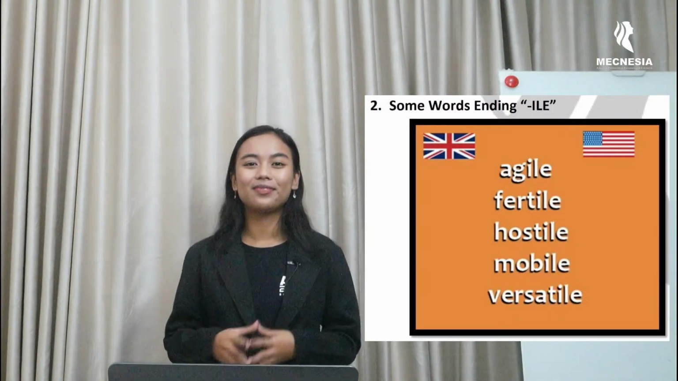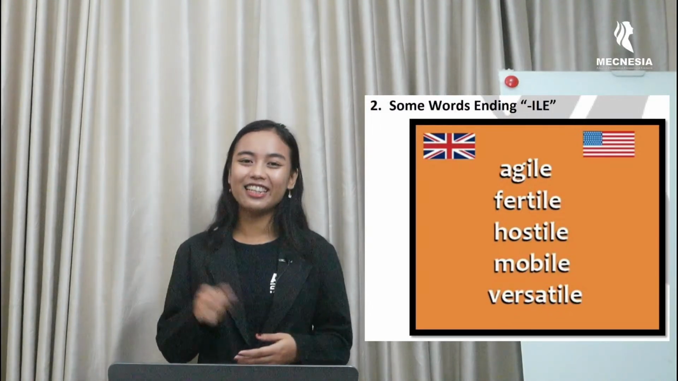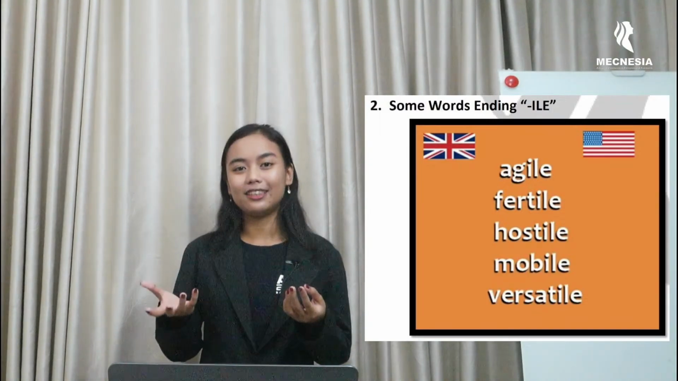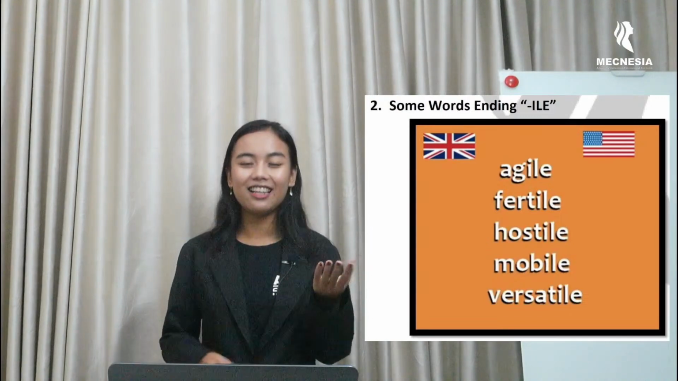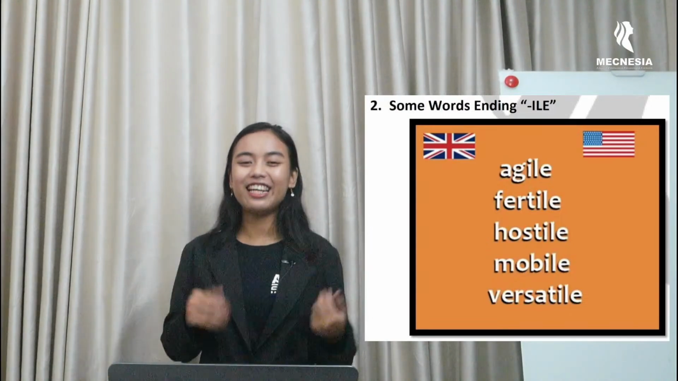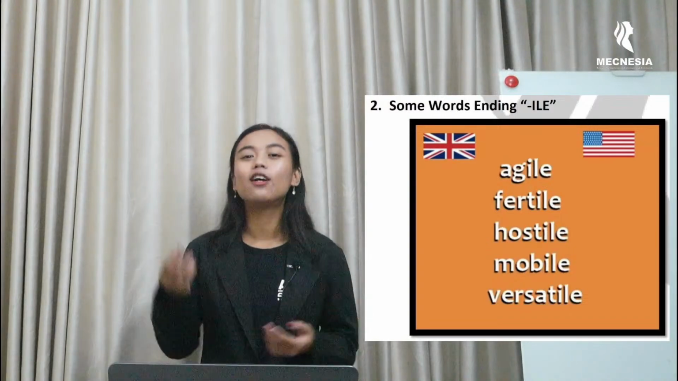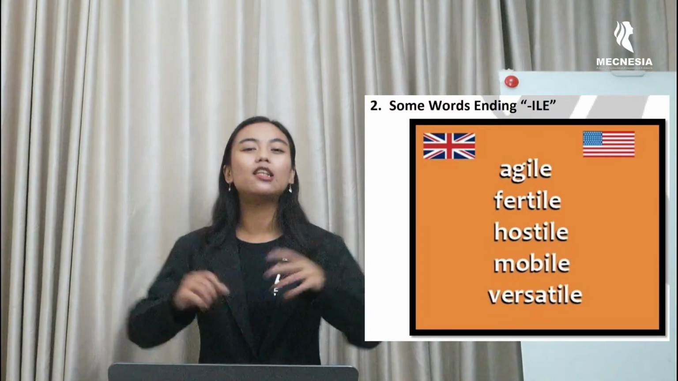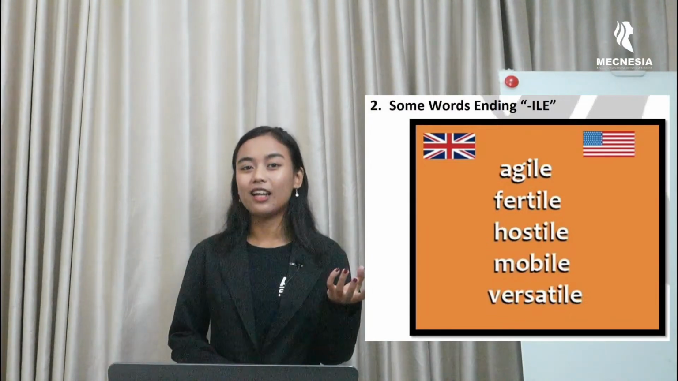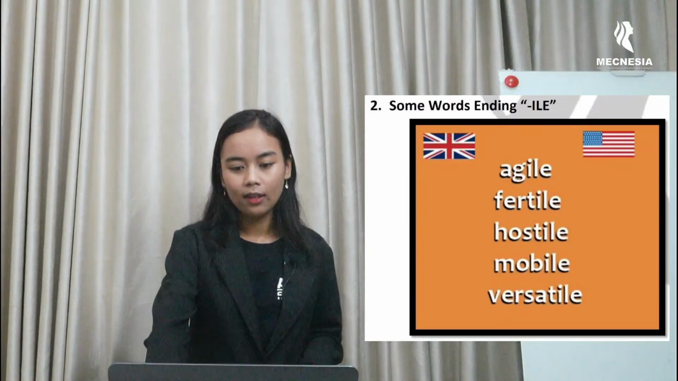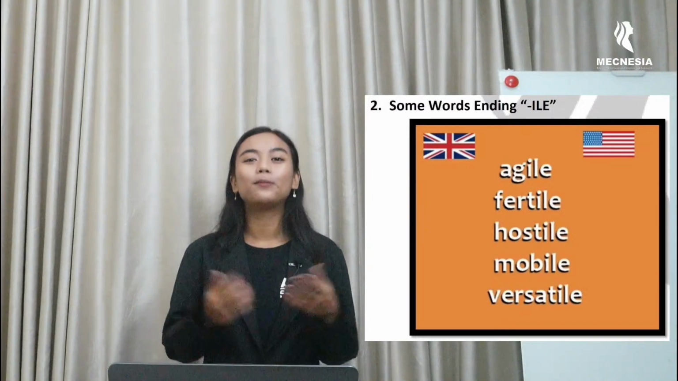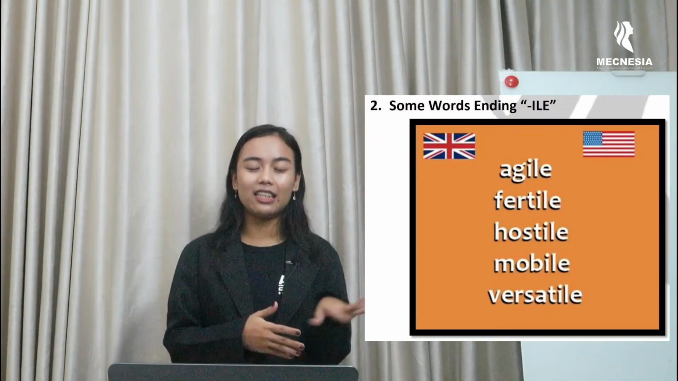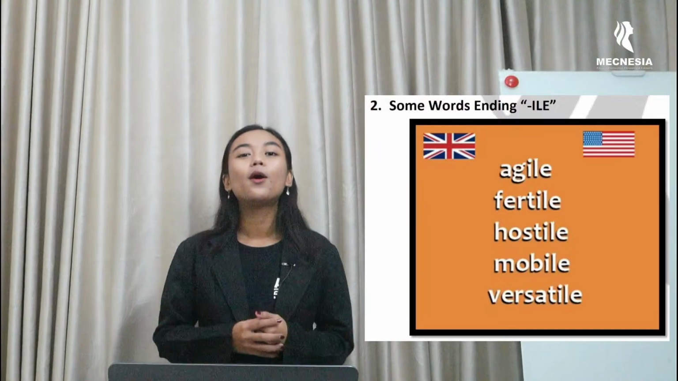Hostile. Let's say it with me. Hostile means bermusuhan. The next word we have M-O-B-I-L-E. Okay, in British accent, we pronounce it as mobile.